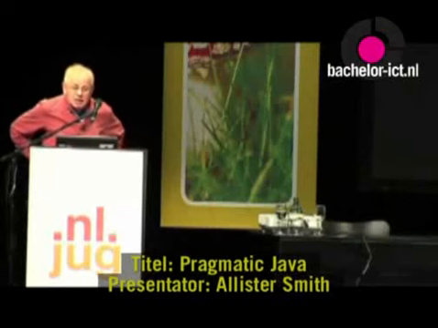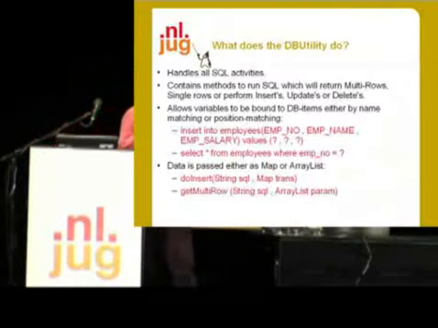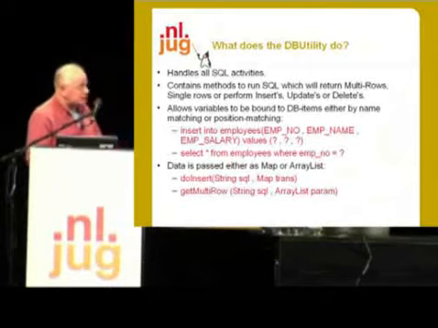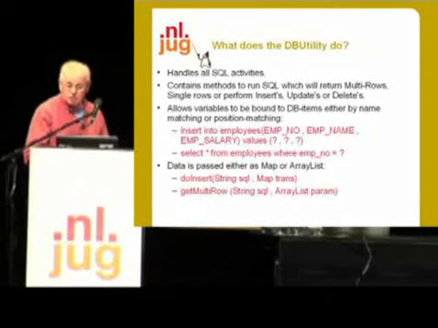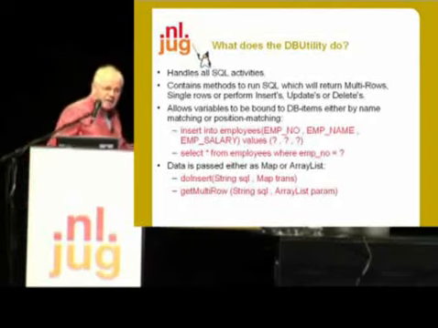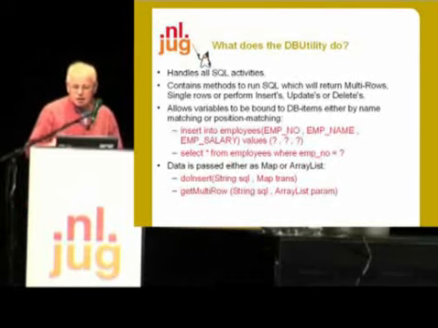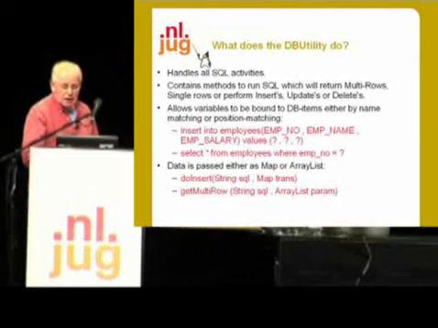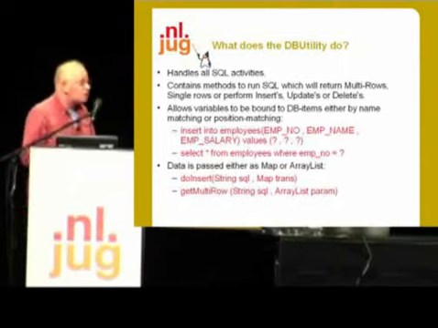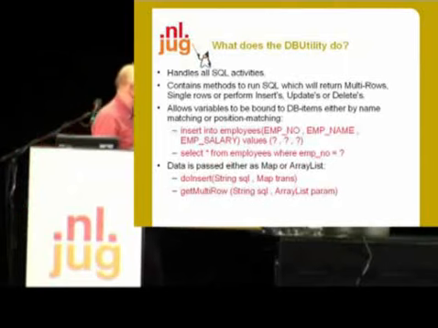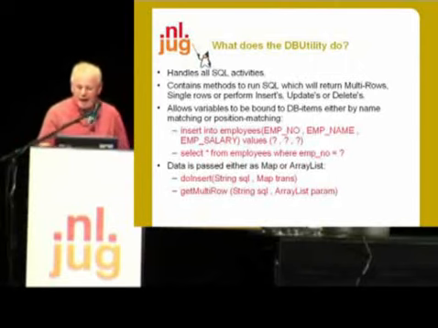So what does the DB utility do? Much the same as what Spring is doing for us with JDBC. It handles all the SQL activities, contains rows to run SQL, and I can return multi-rows, single rows, perform inserts, updates, deletes, you name it, whatever you have to do. The DB utility will do that. And it also allows our variables to be bound to database items, either by name or by position matching.